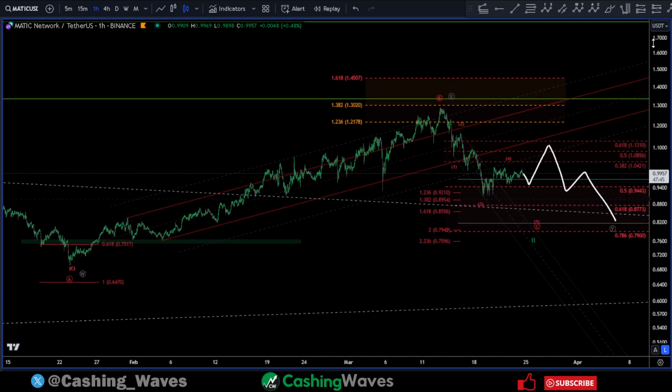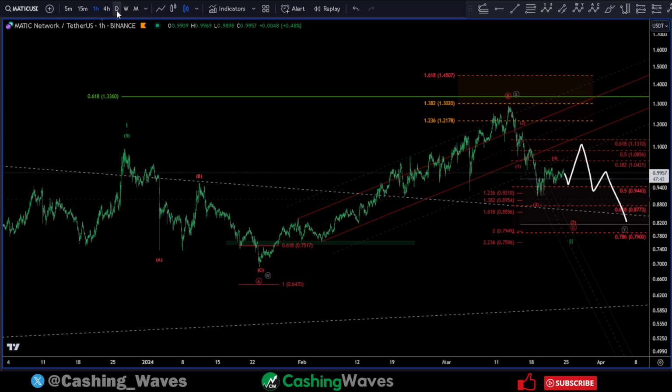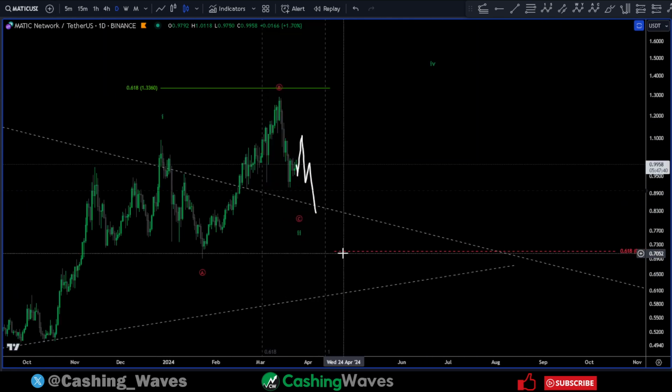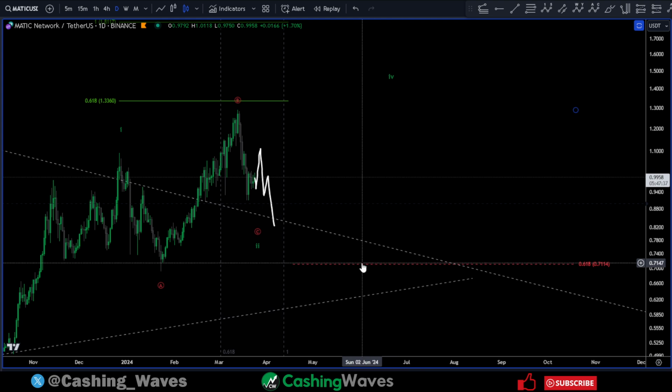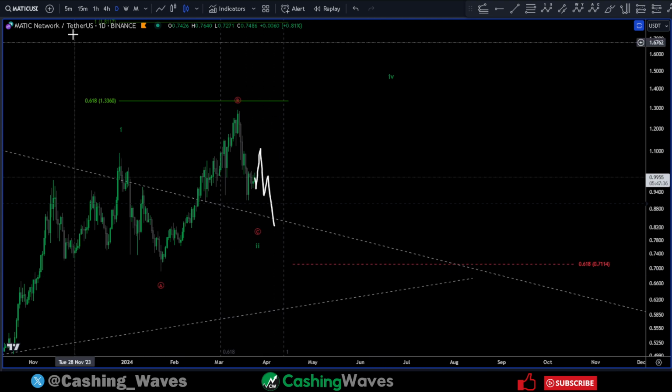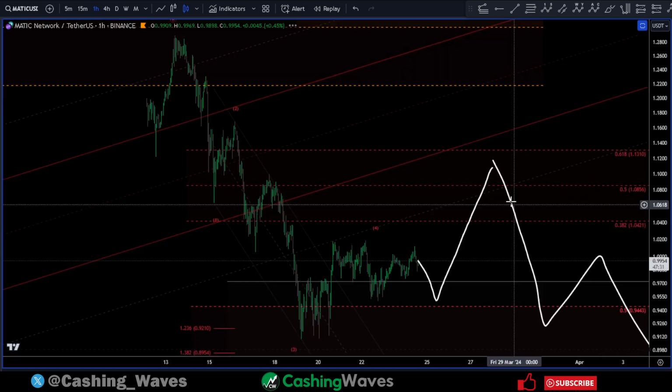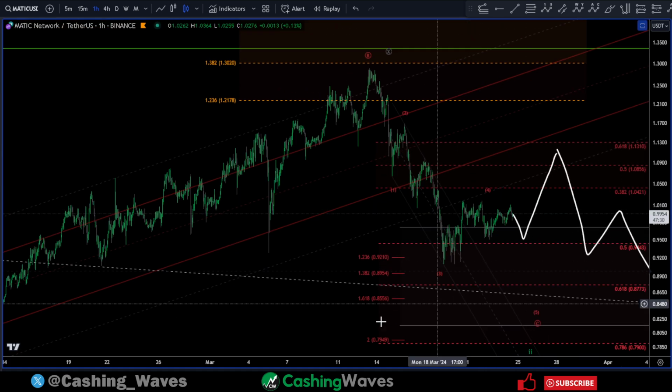And if we end up making that triangle, guidelines would have us coming to the 618, which is about 71 cents, but we should still protect that A wave. So going to be interesting on MATIC.